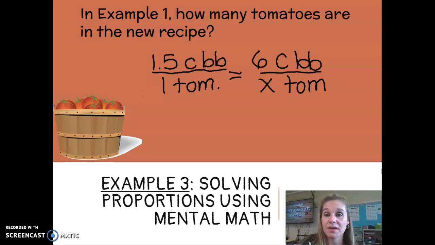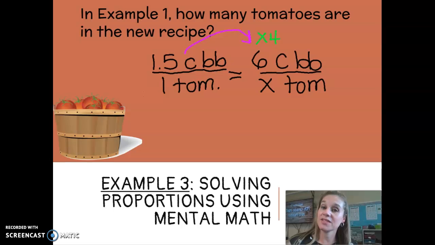So what we need to think is, what is the product of 1.5 and a number? The product of 1.5 and what number is equal to 6? Or you could think of it as 6 divided by 1.5. You might not know off the top of your head. You might need to use a calculator, and that's completely okay. But I just happen to know that it is 4.